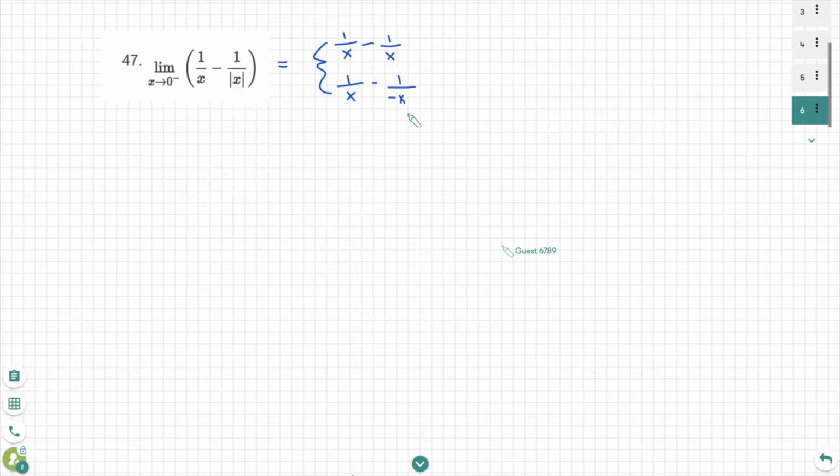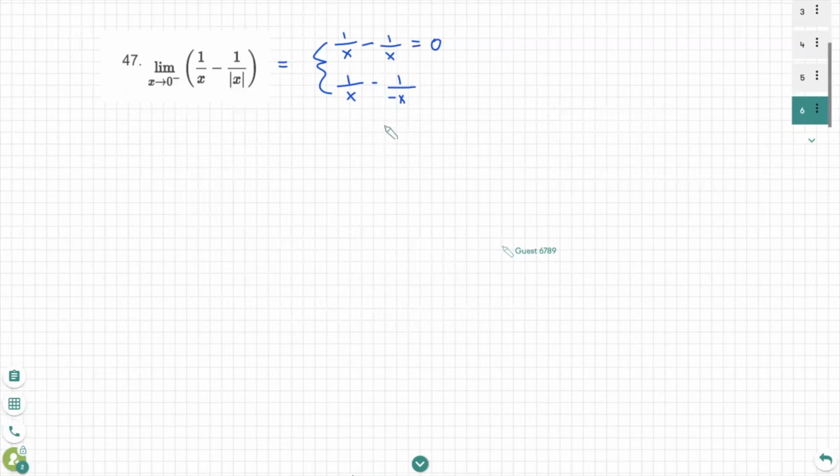I'm just thinking that no matter what x we plug in, it'll always be 0. Yeah, for the first one, right? Even for the second one, though, because if we plug in a negative x and then we subtract 1 over the positive x, wouldn't that make it 0 as well?